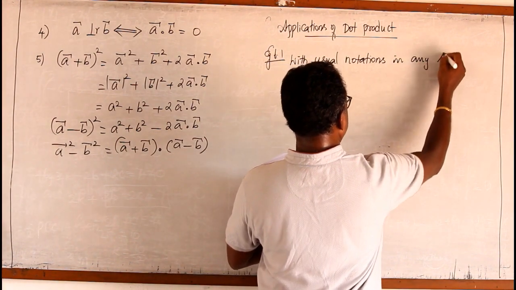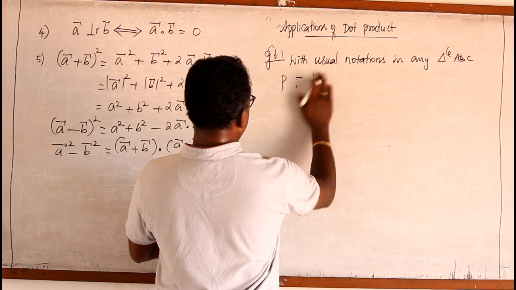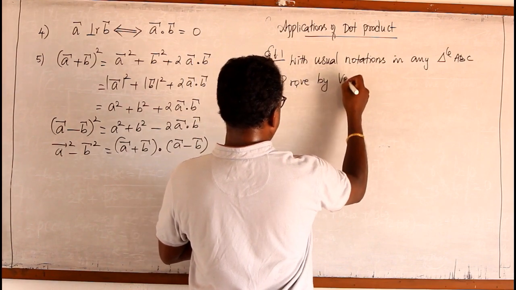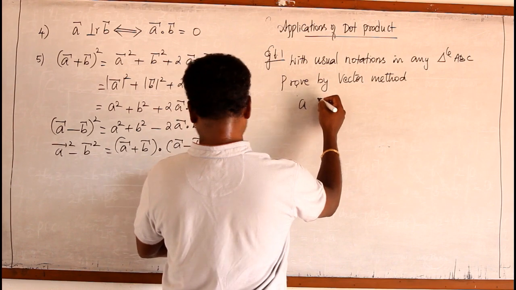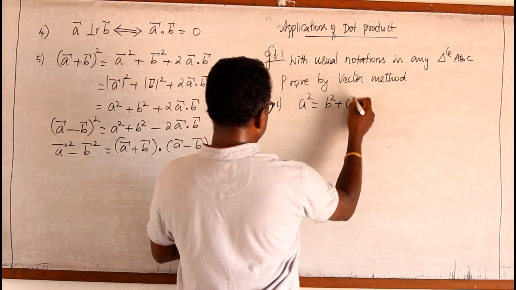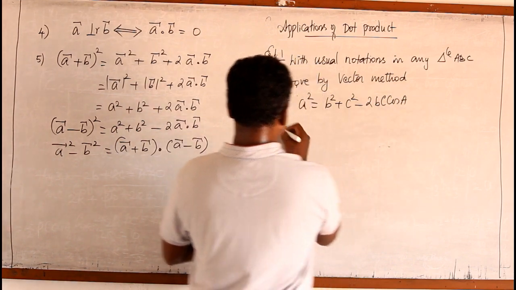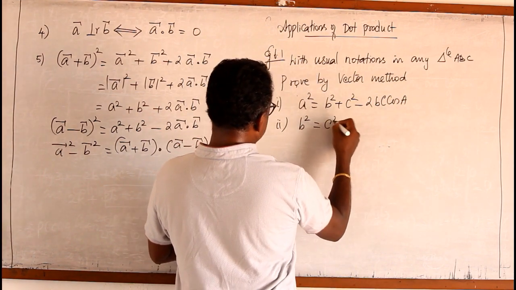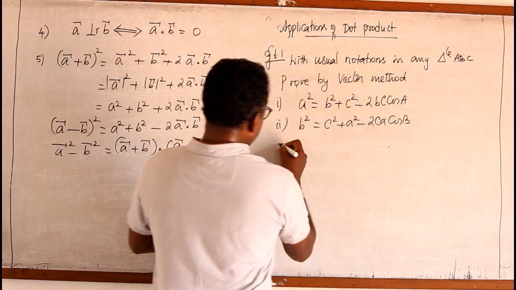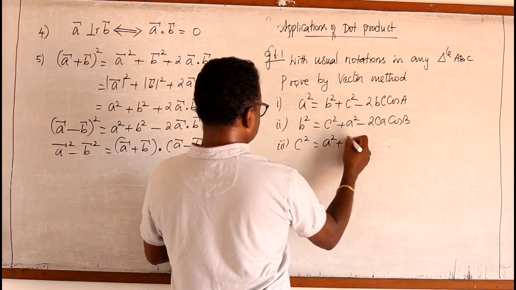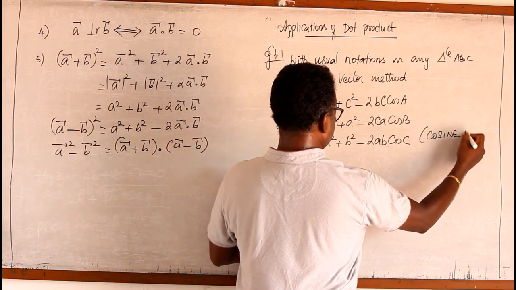In any triangle ABC, prove by vector method: a² = b² + c² − 2bc cos A, or the second one, b² = c² + a² − 2ca cos B, or c² = a² + b² − 2ab cos C. This is known as the cosine formula.